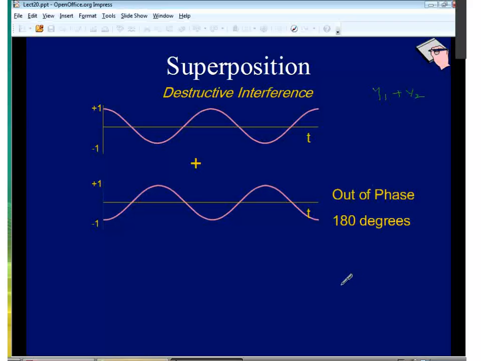So angle-wise, if we see, they are 180 degrees out of phase. How do we know that? Because this is just like a sine function, and at this point it is plus 1, here it is minus 1. It's just like saying this was at pi by 2 and this was at minus pi by 2. So the angle difference is pi.